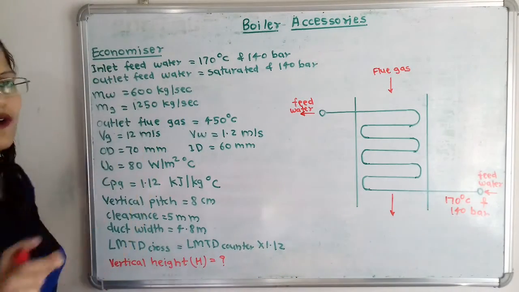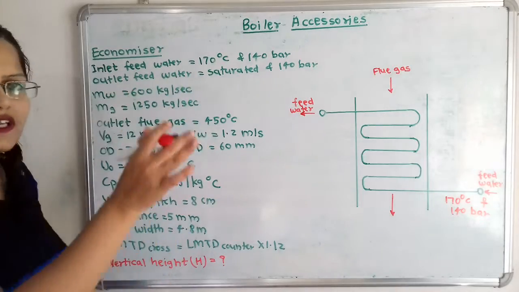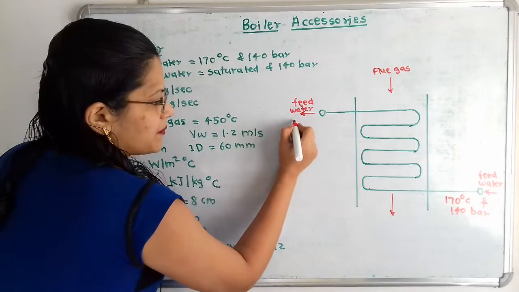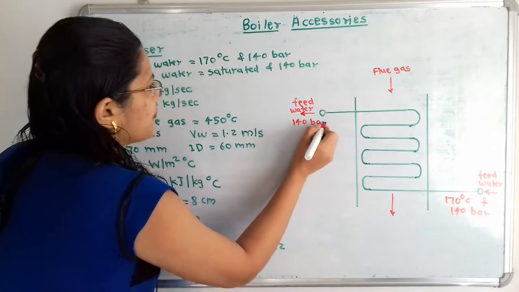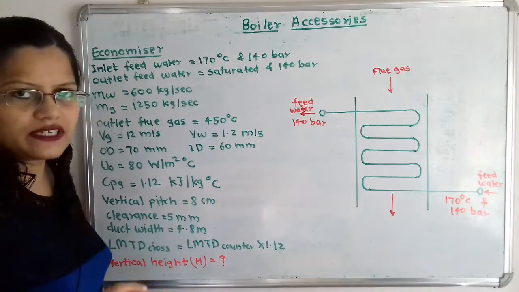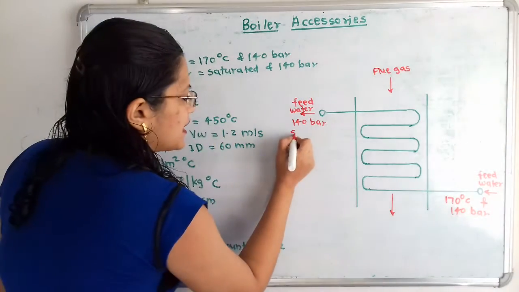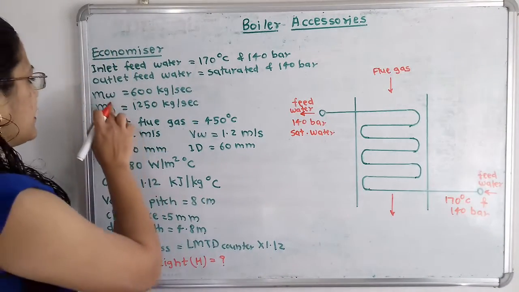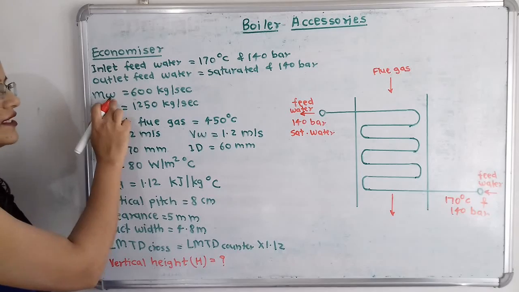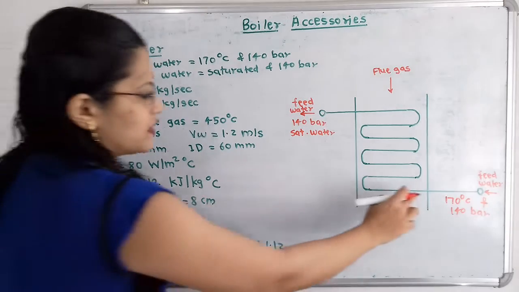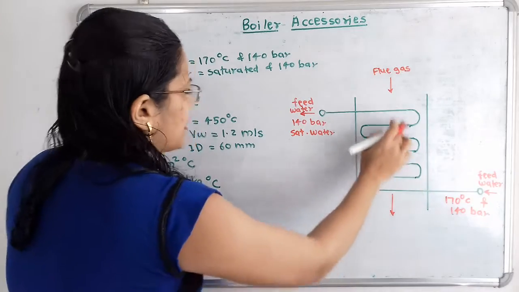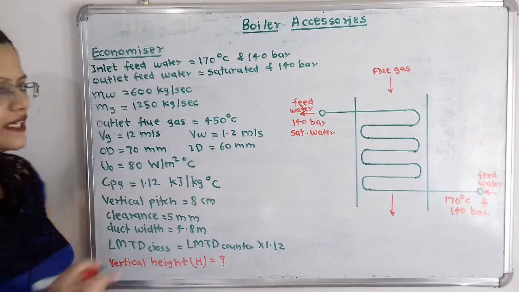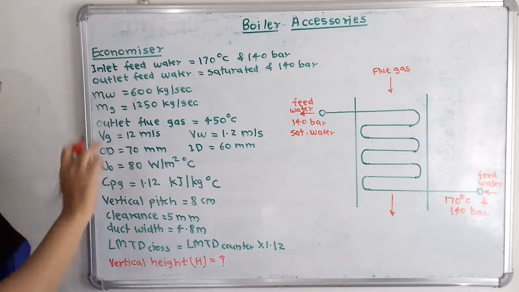Now outlet feed water. For outlet feed water it is given that pressure remains same. So for this outlet feed water pressure is 140 bar only and it becomes saturated. So we will write here saturated water. Then mass flow rate of water is given. When water is moving inside these coils, mass flow rate is given 600 kg per second. So we will use here the notation m to the base w.